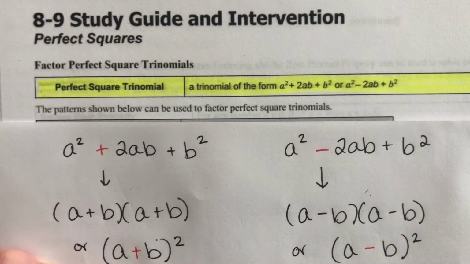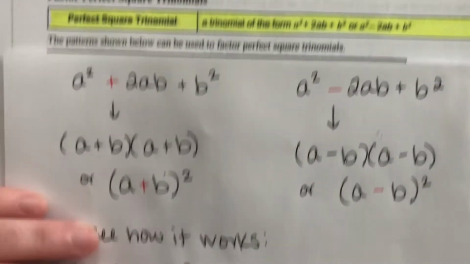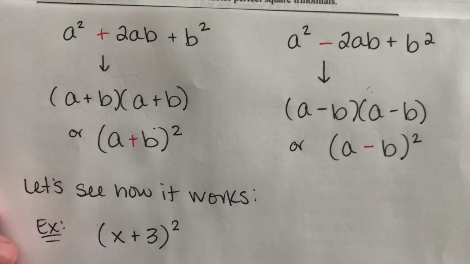All right, in this video, we're going to be reviewing 8-9. This is the last lesson in Chapter 8, all about perfect squares. So we're going to start with perfect square trinomials. And before I look at the example on the worksheet, I wanted to go over it with you in my own way.